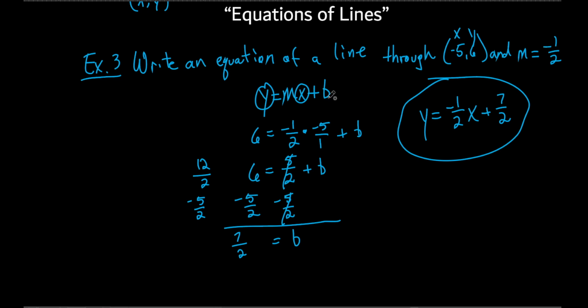So those are our two things, the slope and the y-intercept. They told us the slope. All we had to do is find the y-intercept. Then you put it all together nice and neat. Y equals mx plus b. Our m is negative 1/2. Our b, our y-intercept, is positive 7 over 2. Put it all together, a nice little package, and there it is.